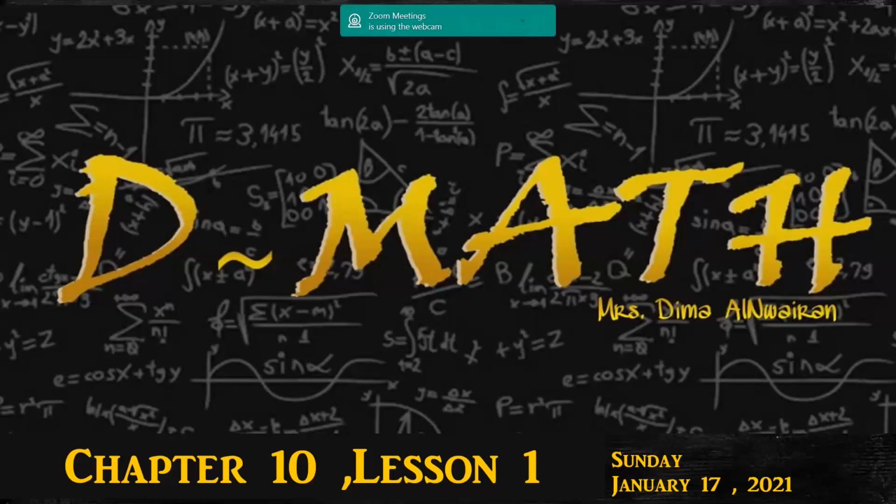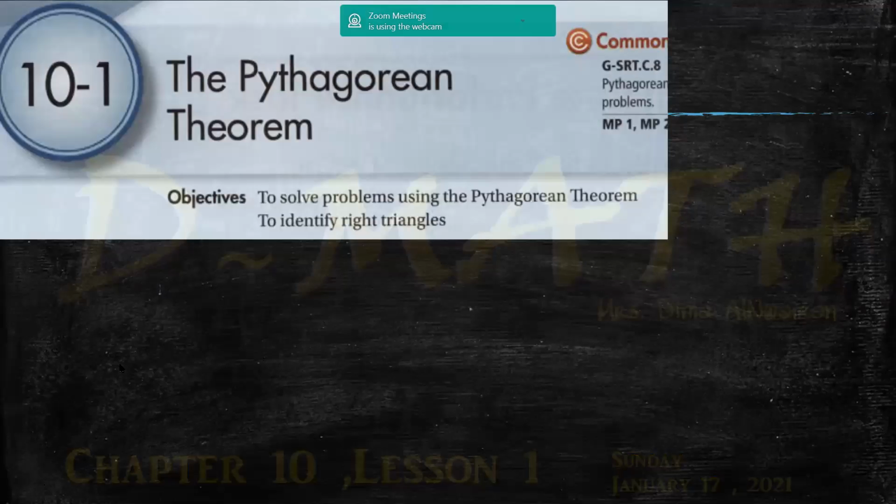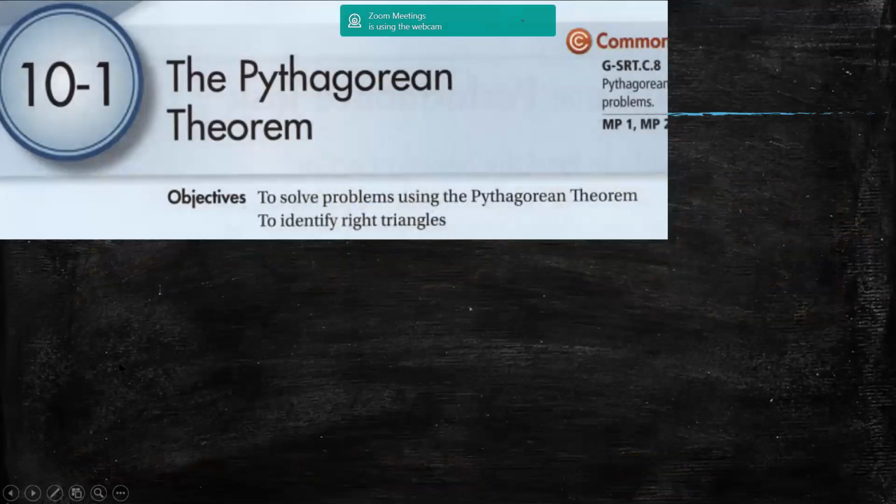Okay, good morning. Today we will start chapter 10, lesson 1, which is talking about the Pythagorean theorem. We will learn how to solve problems using the Pythagorean theorem, and how we can identify right triangles. So in this lesson, we will talk about the Pythagorean theorem. We will use it to solve right triangles.